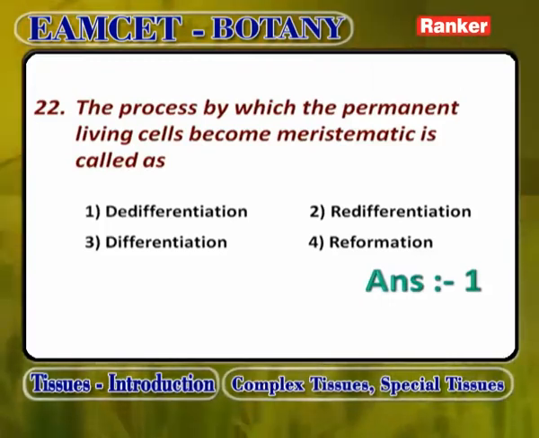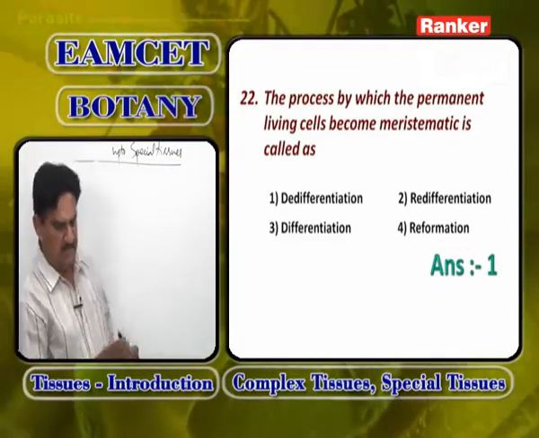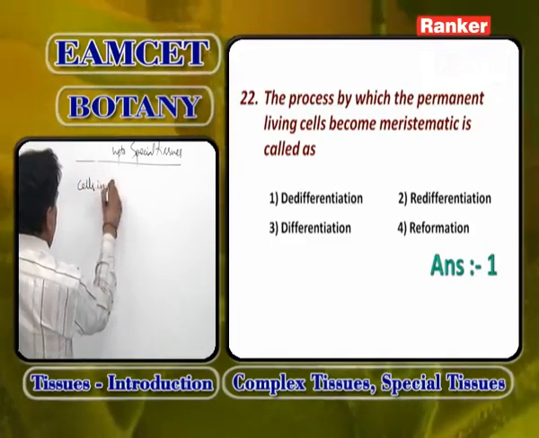The process by which a permanent living cell becomes meristematic tissue. Very important question. The process by which any permanent living cell, while remaining as it is, becomes meristematic is called dedifferentiation. Examples are cells in the medullary ray.